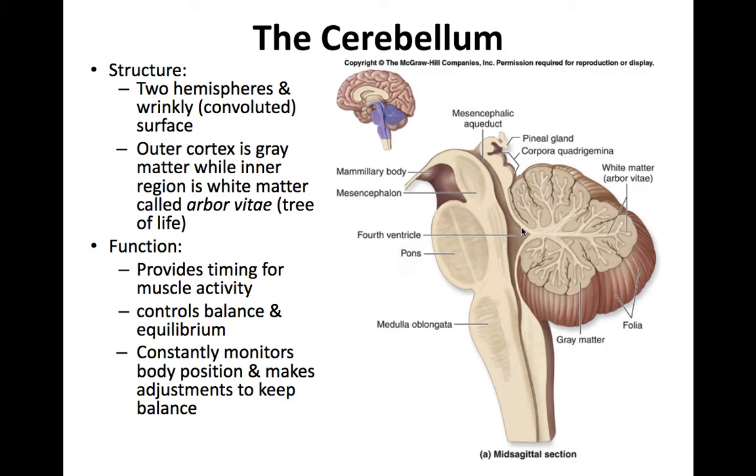So the cerebellum, what does it do? It provides timing for muscle activity, it controls balance and equilibrium, and it constantly monitors body position and makes adjustments to keep balance. So, for example, if you are moving from a lying down position to a sitting up position, your cerebellum is going to coordinate all of the muscles that are necessary to make that movement in your back, in your torso, or in your arms to push you up, things like that. So they allow you to move from lying down to sitting.